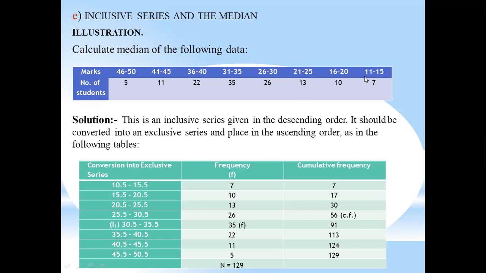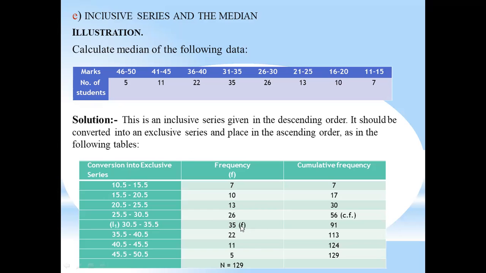Here, as you can see, 11 and 15 is there, and the next class interval would be 16 and 20. So the difference between 15 and 16 is 1. So by 2, 0.5 you're going to add and 0.5 you're going to subtract. If you subtract 0.5, this will be 10.5, and if you add 0.5, it's going to be 15.5. So 10.5 to 15.5, then 15.5 to 20.5. This will go like this from behind, and this is your conversion of inclusive into exclusive.